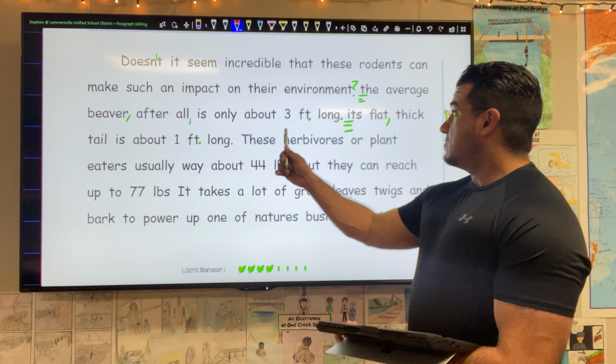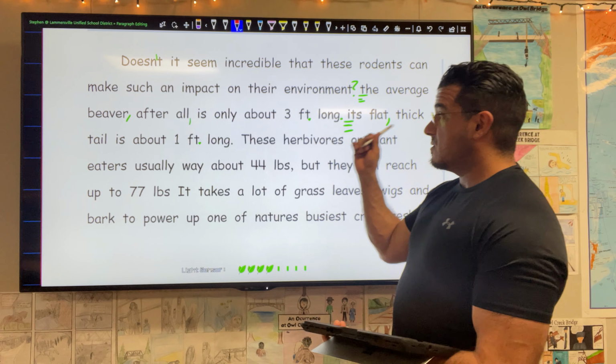Next sentence starts with a capital. So these herbivores or plant eaters, so here's an appositive, so these herbivores or plant eaters usually weigh, this is a homophone, sounds like the word I'm intending to use, which is the weight of something, right? How much mass, I suppose you could argue, but it's spelled W-E-I-G-H, about 44 pounds, but they can reach up to 77 pounds, period. It takes a lot of grass, comma, we're creating a series, leaves, comma, twigs, and bark to power up one of nature's, possessive, so nature's busiest creatures, exclamation mark.